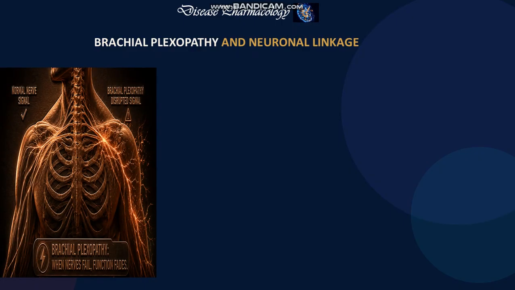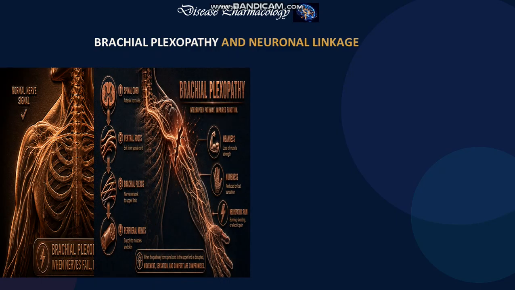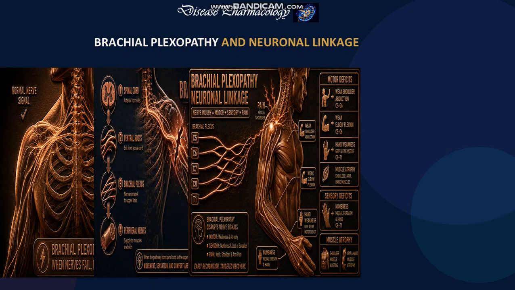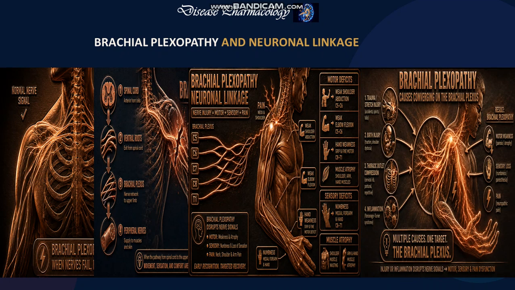Brachial Plexopathy is a disorder of the intricate nerve network formed mainly by spinal roots C5 to T1, which connects the spinal cord with the shoulder, arm, forearm, and hand. When this network is compressed, stretched, inflamed, infiltrated, or traumatically damaged, the neuronal linkage between the central nervous system and the upper limbs begins to fail.